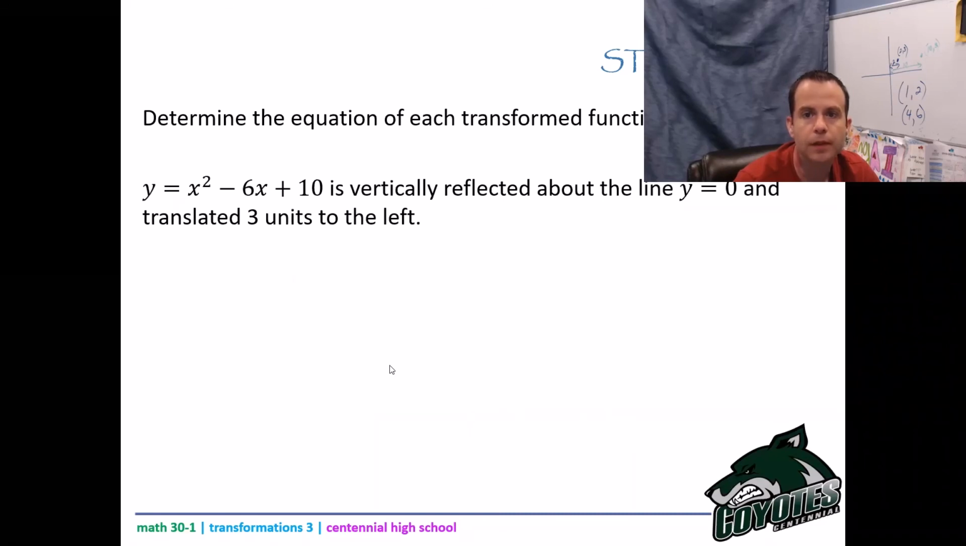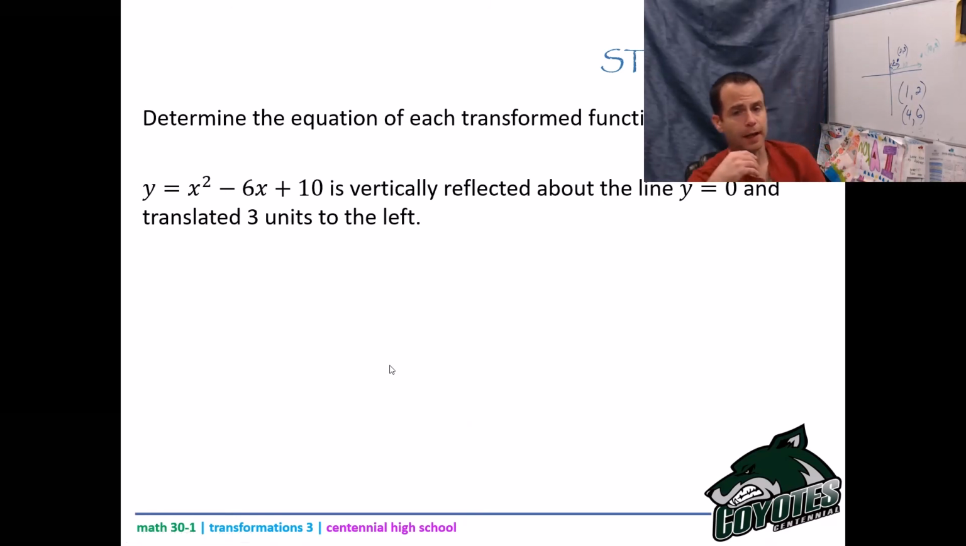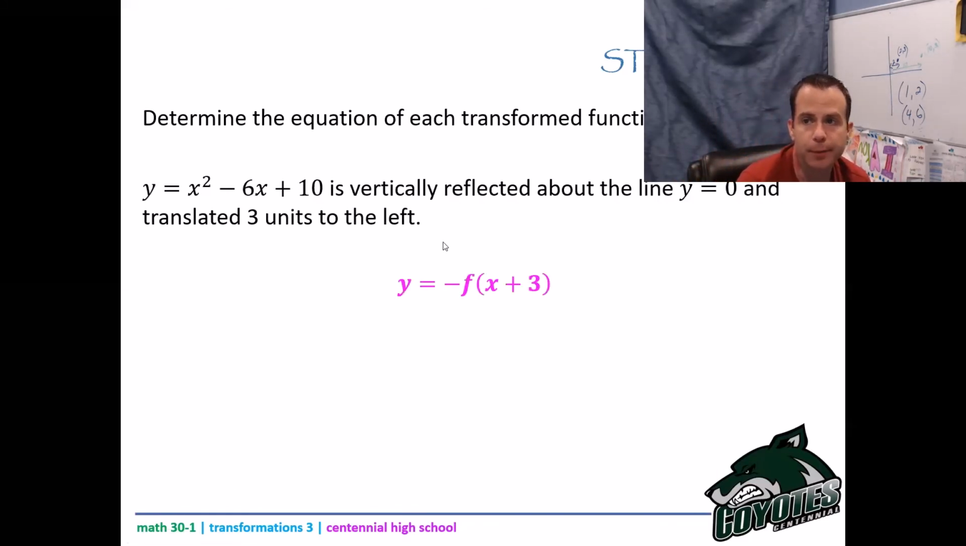So determine the equation of each transformed function. We've got y equals x squared minus 6x plus 10. We're going to vertically reflect about the line y equals 0, and we're going to translate 3 units to the left. So if I vertically reflect, that means I have a negative in the front of f of x. Essentially, my a value would be like -1. And then I translate 3 units to the left, so I replace x with x plus 3. So there is my transformation equation.